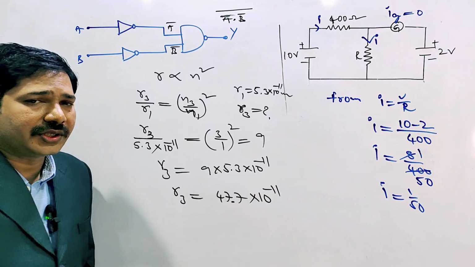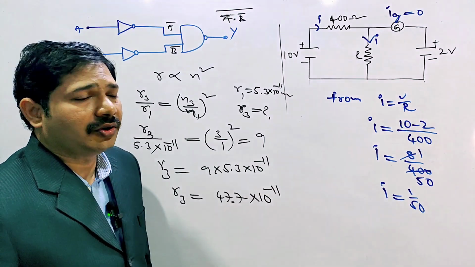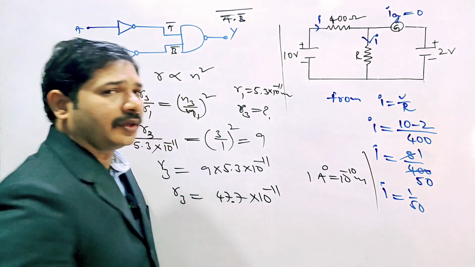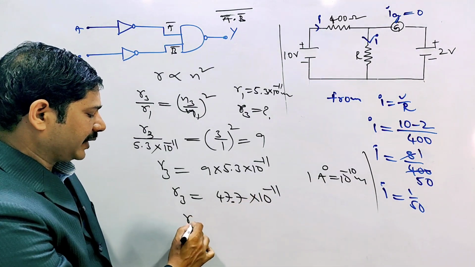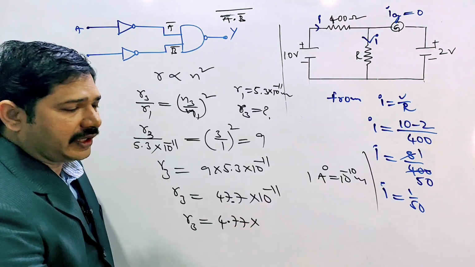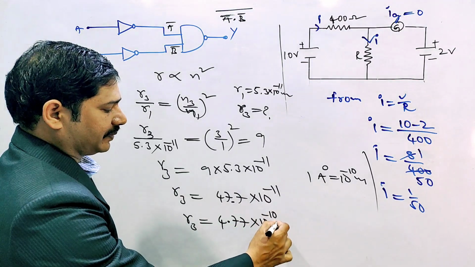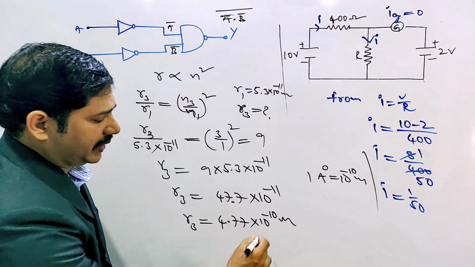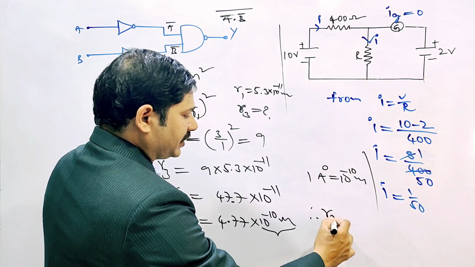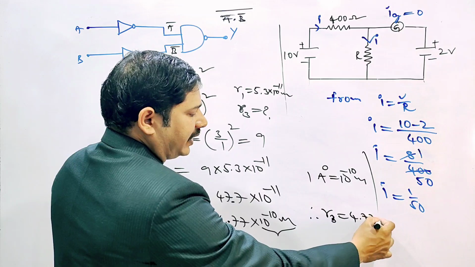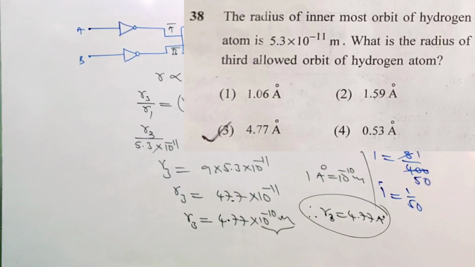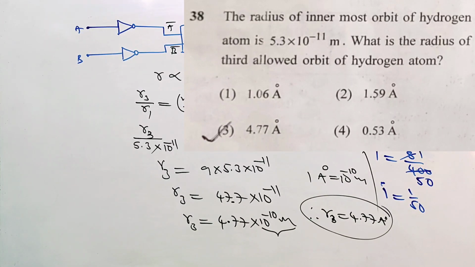The given options are in angstroms. We know that 1 angstrom equals 10 to the power of minus 10 meters, so I write 10 to the power of minus 10 and decrease one more decimal. So it is 4.77 into 10 to the power of minus 10 meters, and 10 to the power of minus 10 meter means angstrom. Therefore the r3 value is 4.77 angstroms. Which option is correct? The third option is correct, 4.77 angstroms.